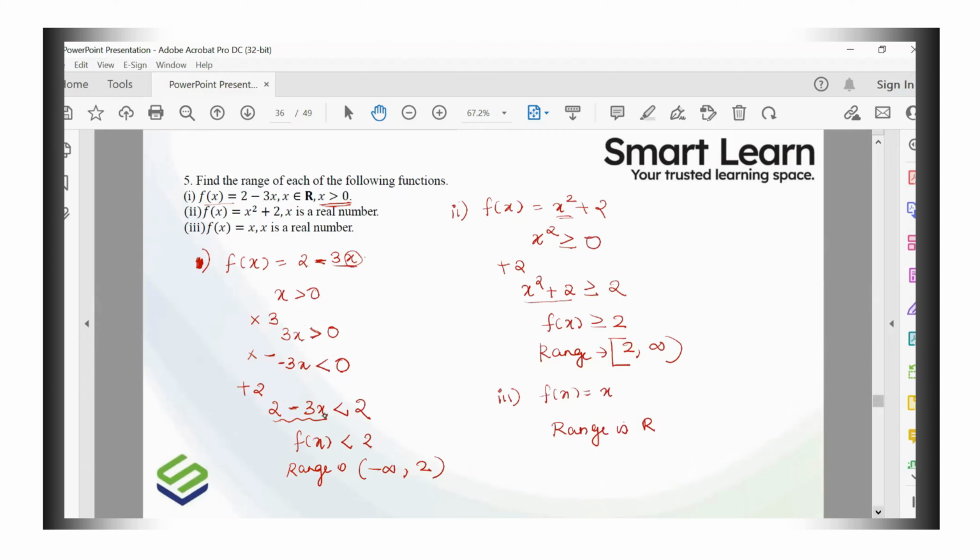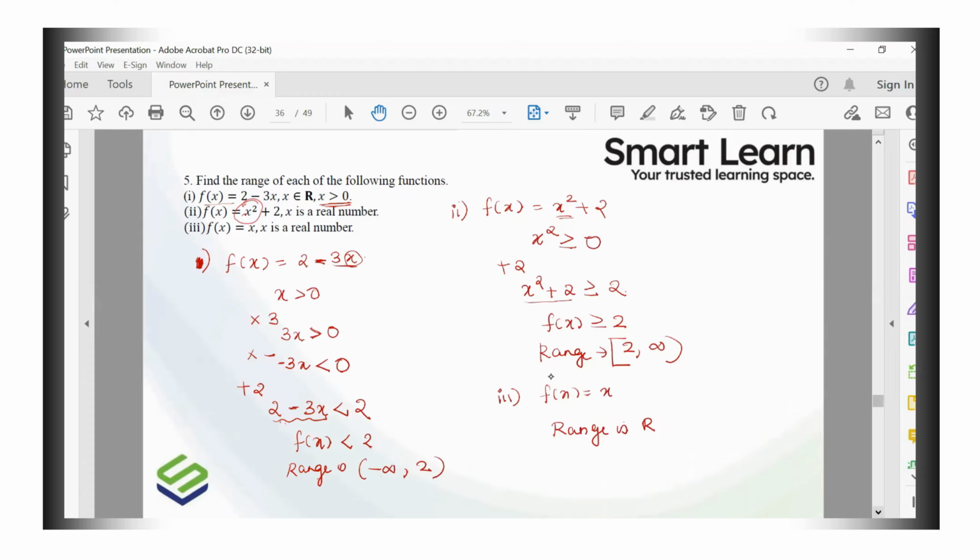Then I have to add 2. So 2 minus 3x less than, if I am adding on LHS, I have to add on RHS also. So 2 minus 3x is our f of x. So f of x is less than 2. So what will be our range? Minus infinity comma 2. Now next one. So x square plus 2. So I will start with x square. X square is greater than or equal to 0. Then I have to add plus 2. That is x square plus 2 is greater than or equal to 2. So the answer will be 2 comma infinity.